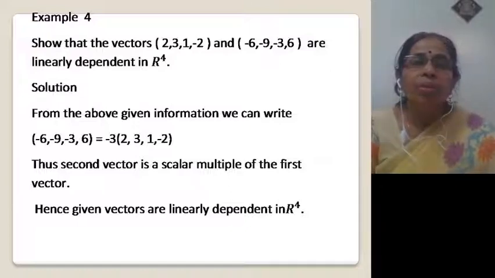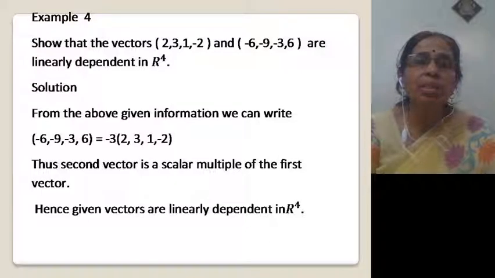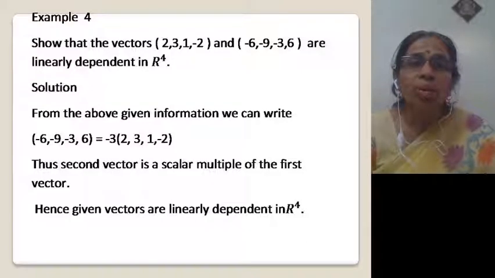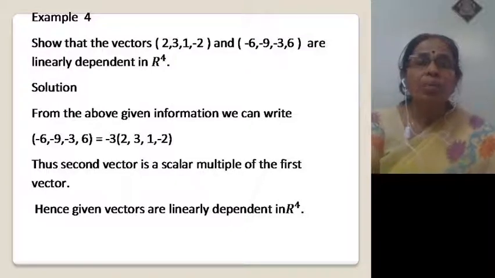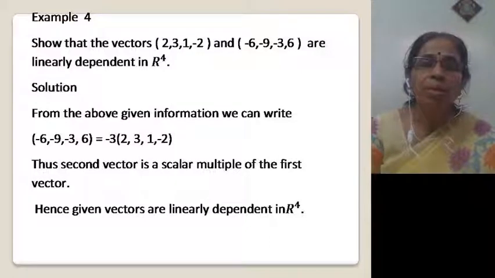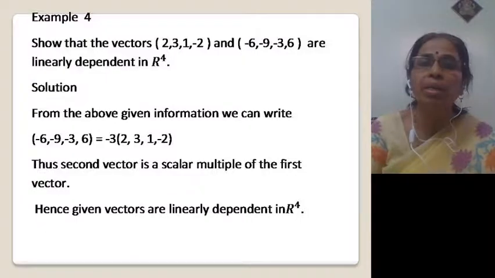So here we can show that the second vector is a scalar multiple of the first. That is, we write this second vector minus 6, minus 9, minus 3, 6 equal to minus 3 into 2, 3, 1, minus 2. Thus, the second vector is a scalar multiple of the first vector, and we know from the remark that if we get this, then the given vectors are linearly dependent. So here also we say that the given vectors are linearly dependent in R4.